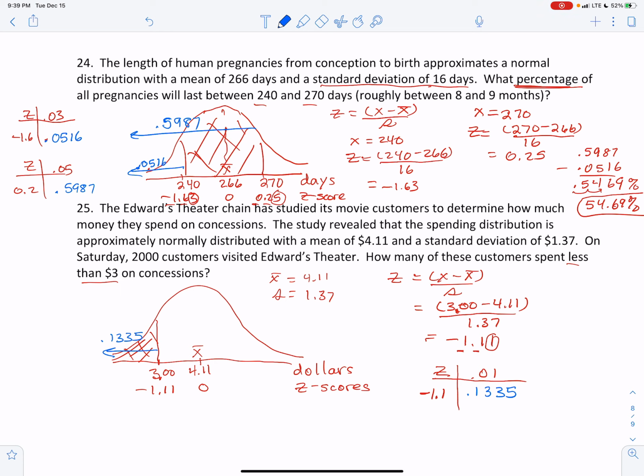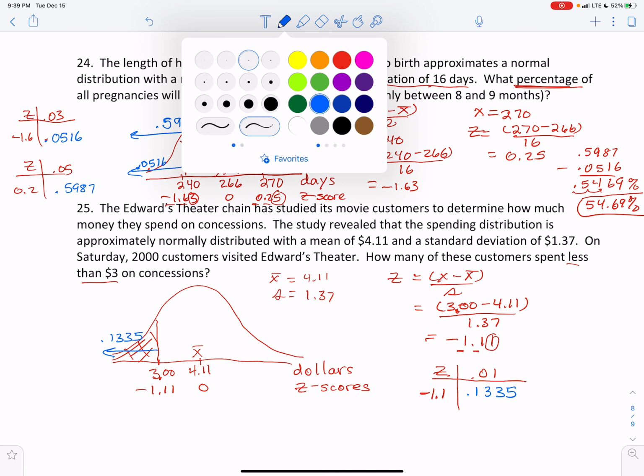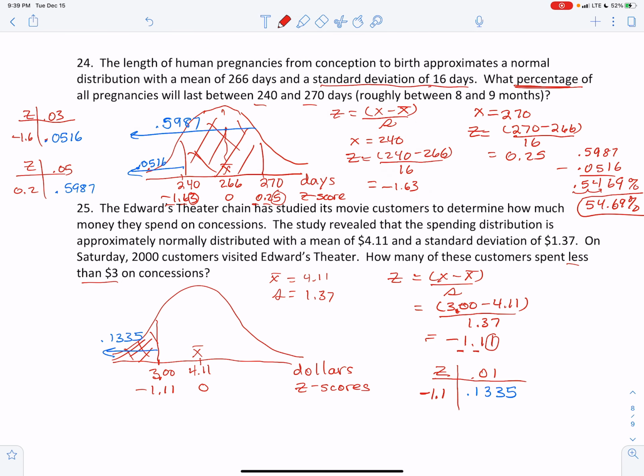So if we wanted to write that as a percentage, then we could say 13.35% of customers spent less than $3 on concessions. It's not exactly what we wanted to know. We wanted to know how many.